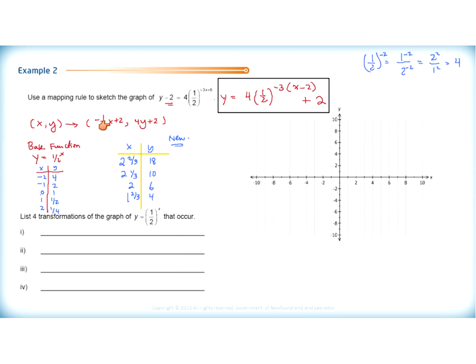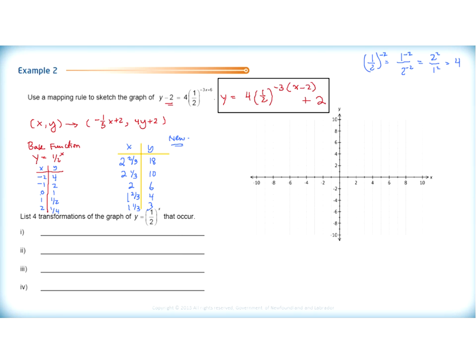And finally, let's plug in the point 2, 1/4. If x is 2, I'm going to get -2/3 plus 2, which is 1 1/3. And if I plug in 1/4 for my value of y, 4 times 1/4 is 1. 1 plus 2 is 3. There's my table of values for my new function.